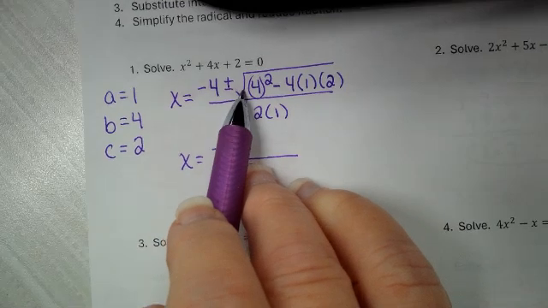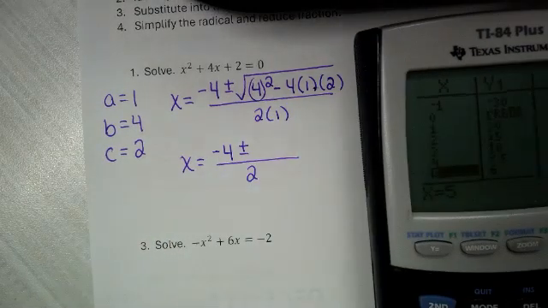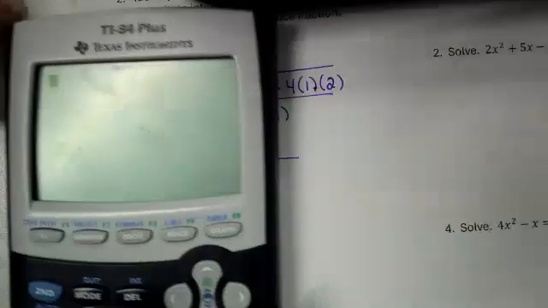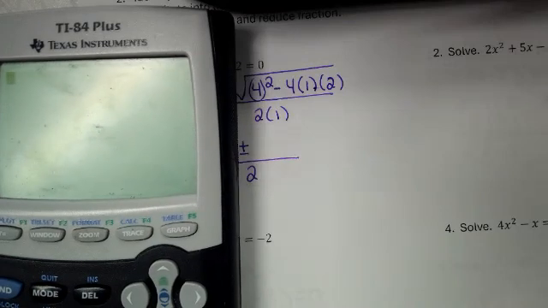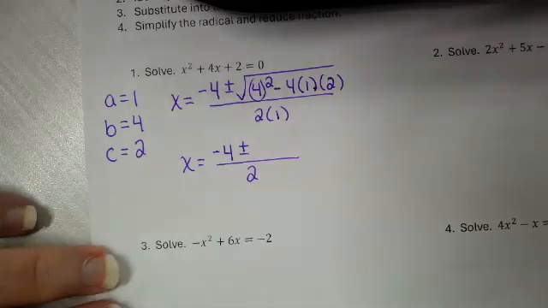I'm going to take what's inside my radical and put it in my calculator. Now don't put the square root, just the numbers inside. So I'm going to put them in my calculator. Now I always put this first number in parentheses because if it's a negative, we've talked about when you square a negative, you always want to put it in parentheses. -4 squared minus 4 times 1 times 2. And that's going to give me the square root of 8.